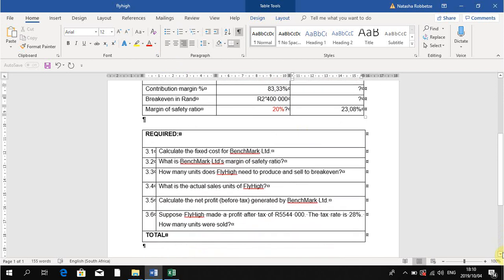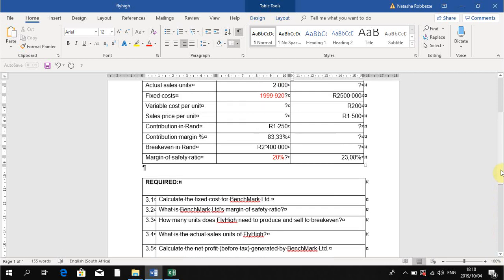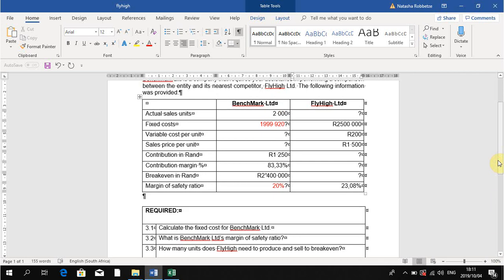Right, the next question, we are on 3.3. They ask us how many units does FlyHigh need to produce in order to break even. So now we need to go and look at the information given, and at this point, this required part should be a breeze because they have given you the fixed cost, the sales, and the variable cost, and so therefore you will be able to calculate the contribution. And the contribution in this question should be 1,300. Just again put it in red, because it's the sales price minus the variable cost.